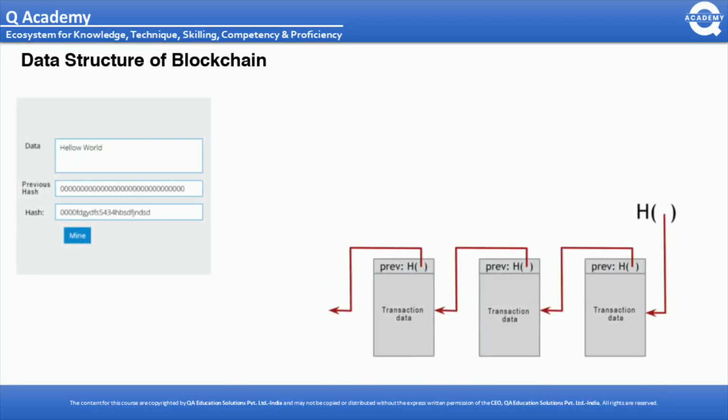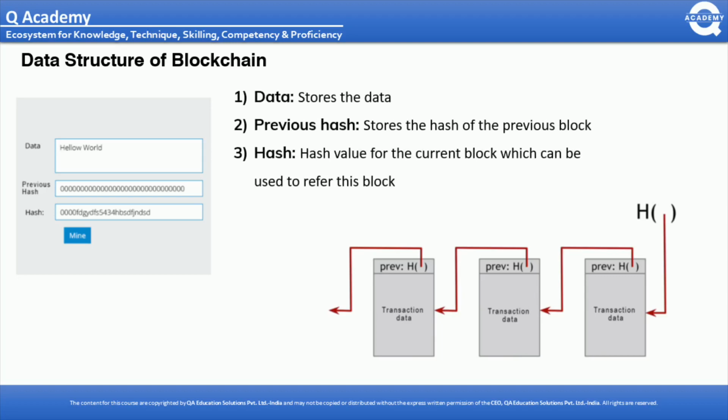Data structure of blockchain. The data in blockchain is stored as individual blocks, that's why it is called blockchain. Just like a linked list, the blockchain is a collection of blocks linked together. So what does the block actually contain? Each block in a blockchain will have the following fields. Data: stores the data. Previous hash: stores the hash of the previous block. Hash: hash value for the current block, which can be used to refer to this block.